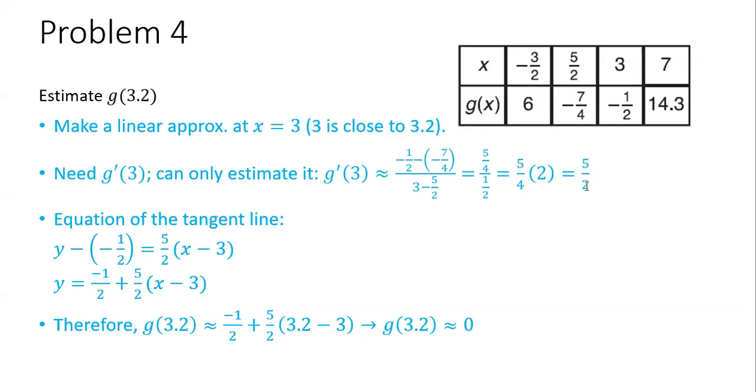So then we can get the equation of the tangent line because we have a slope here and we have a point up here. Okay, so the equation is right here. And then therefore, we can approximate g of 3.2 by this tangent line. So plug in x as 3.2 and we get g of 3.2 is approximately 0. Okay, so this one probably I marked calculator required or something like that. And so we can do this by hand also.